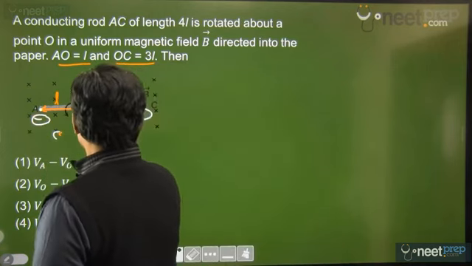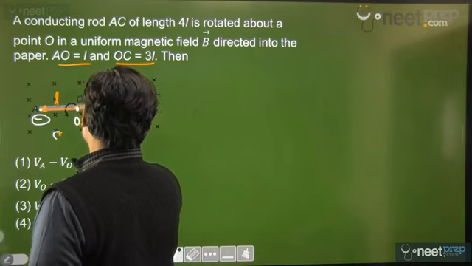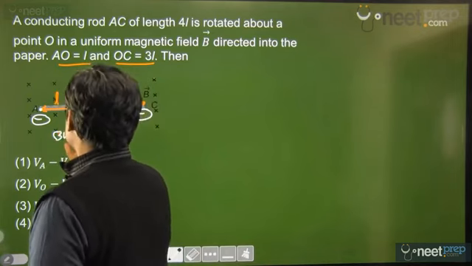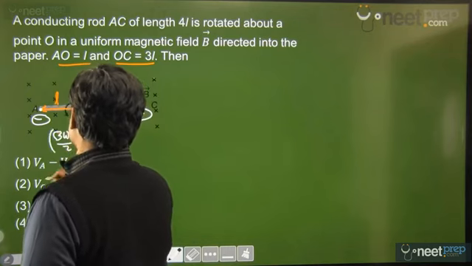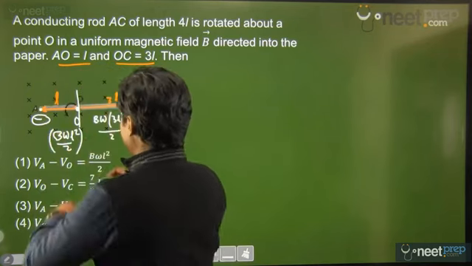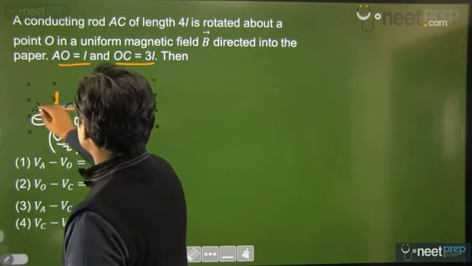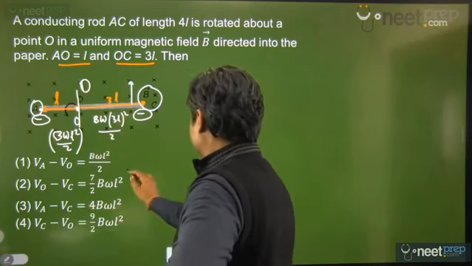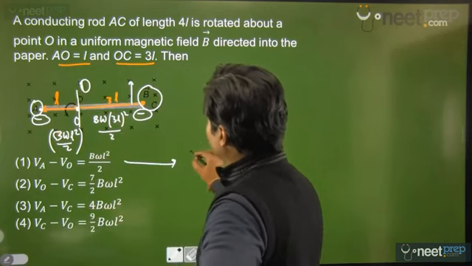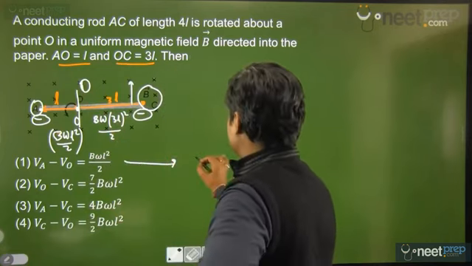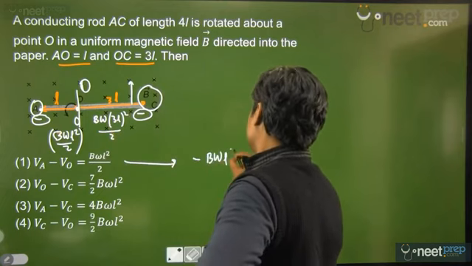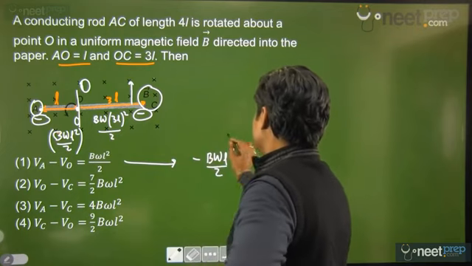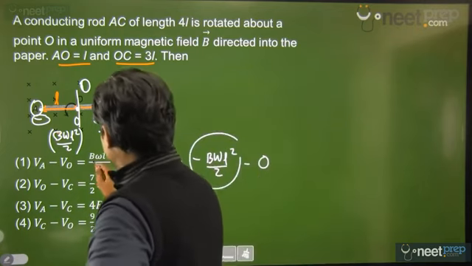You can clearly see the distance is 3L, so this is B omega times 3L square by 2, and this is B omega times L square by 2, that's all. So we know O is the reference, with A and B. Now we can calculate VA minus VO. What is VA? VA is minus B omega L square by 2, and what is VO? 0.